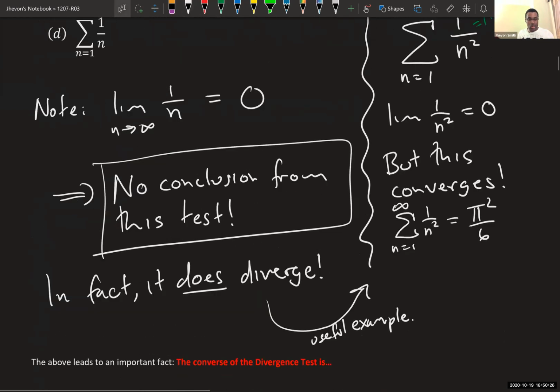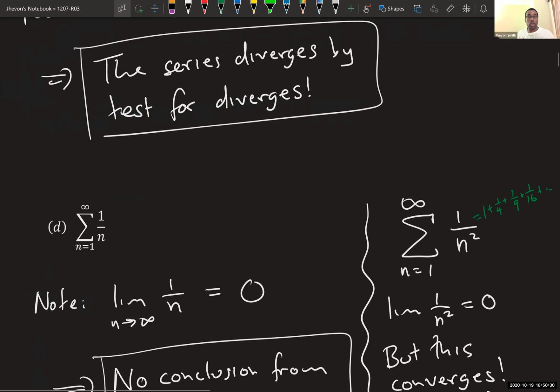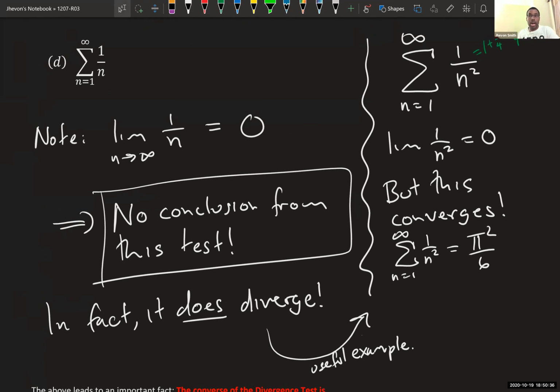Yeah. So that's the test for divergence. Take the limit. If it doesn't approach 0, you know for sure it diverges. If it does approach 0, you can make no conclusion because it can actually go either way. You can have the limit approaching 0 and it diverges. You can also have the limit approaching 0 and it converges. The idea is some things don't approach 0 fast enough. So by the time they get very close to 0, we've already added too much. So it goes off to infinity.